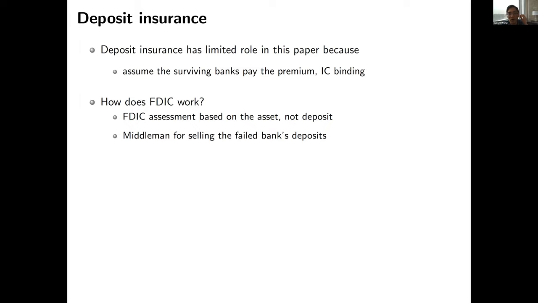So more likely the FDIC will work like a middleman to broker the trade of the failed bank, to sell it to some survivor bank. So in most cases, the FDIC acts as a bridging bank to form a transaction between the failed bank and the survivor bank. And then in this case, all the deposits will be taken care of by the acquiring bank.